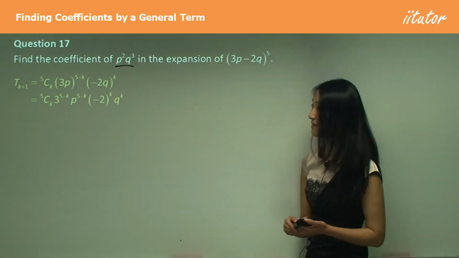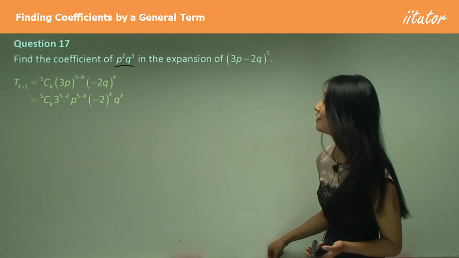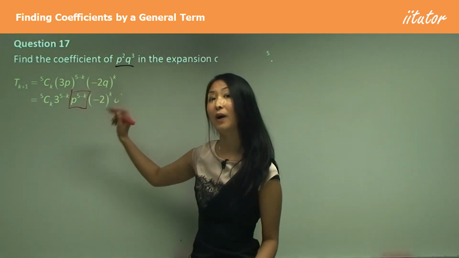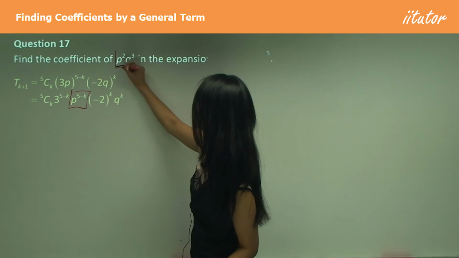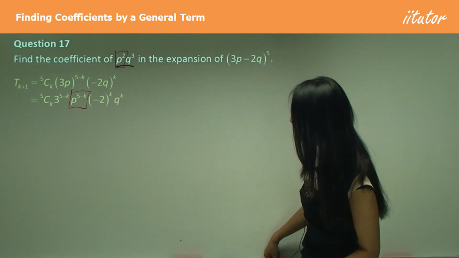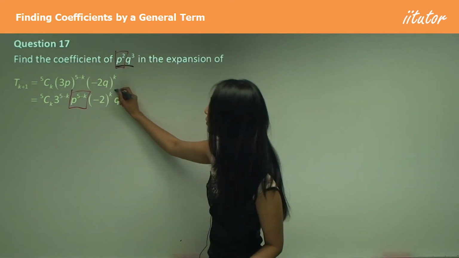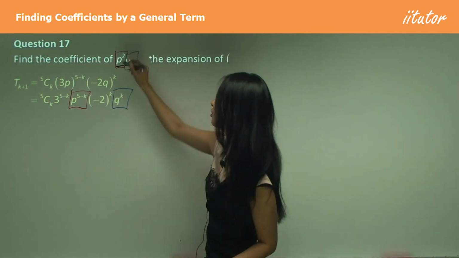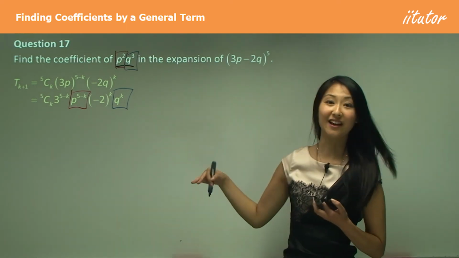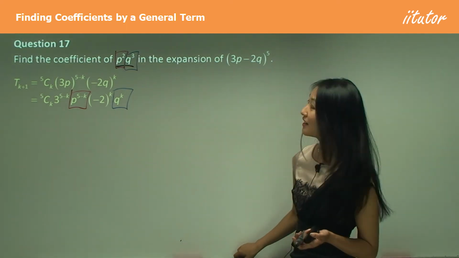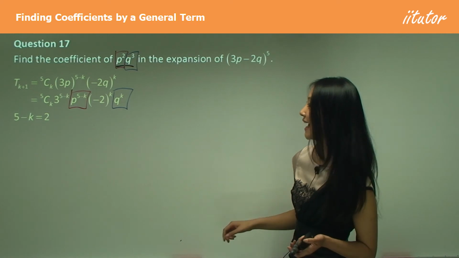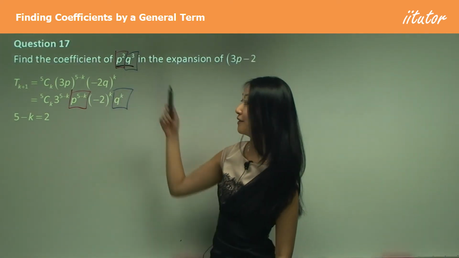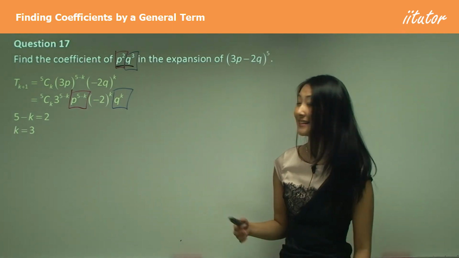Now, this is what I mean by choosing one or the other. So either you can go, I'm going to look at p and equate that index with the 2 in p squared. Or you can say, I'm going to look at q and equate that with the index of q cubed. So you choose one or the other. That's all you need to do. So we're going to choose p in this case. So equate these indices. 5 minus k equals 2. So that means k has to equal 3.